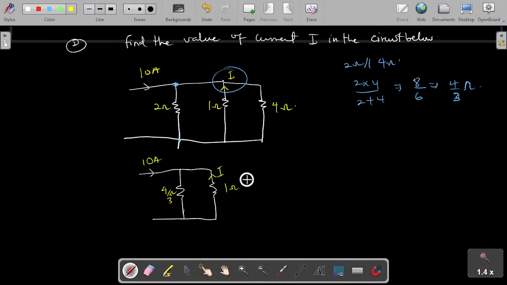Once you have this expression here, we can apply our current division successfully, right? You remember that current division: whenever you want to find a current through a particular resistor using a current division, you take the opposite resistance over their sum times the total current.